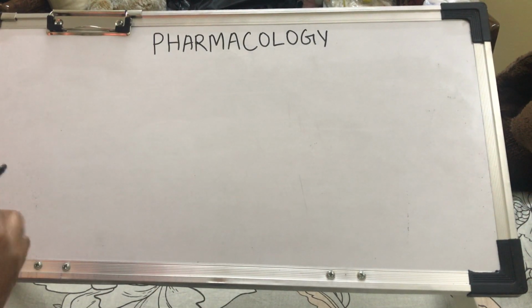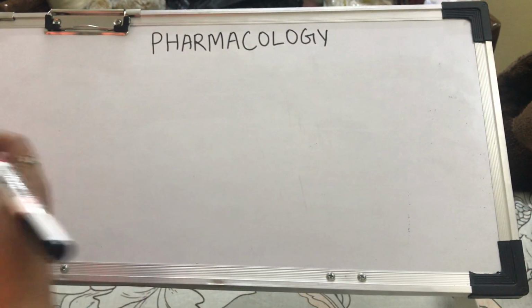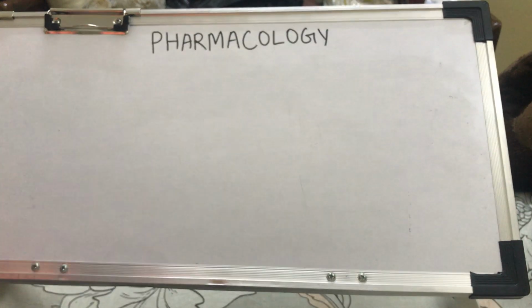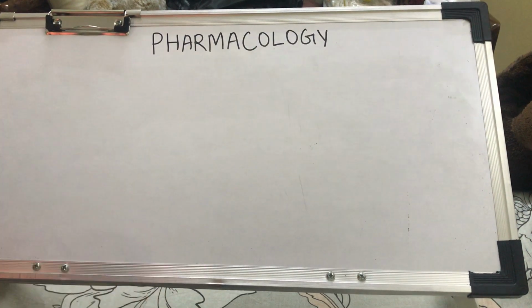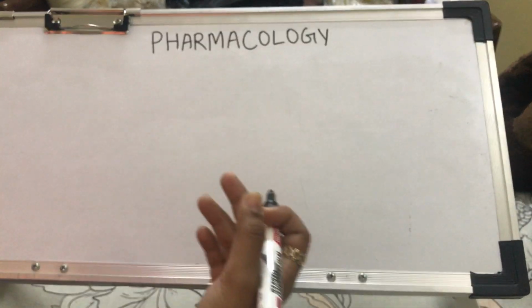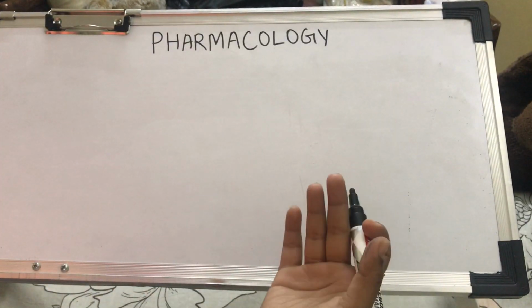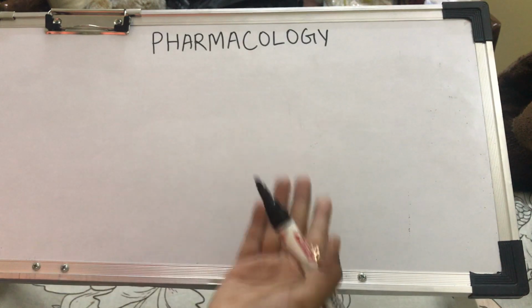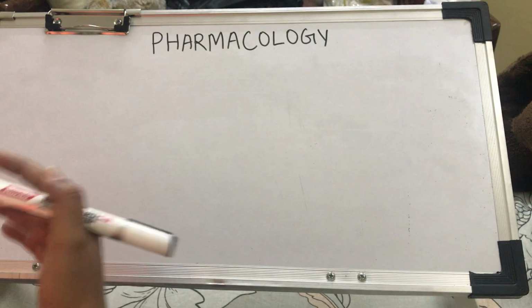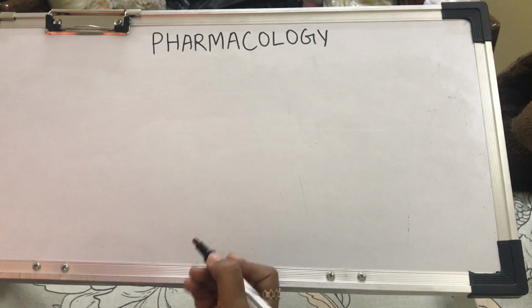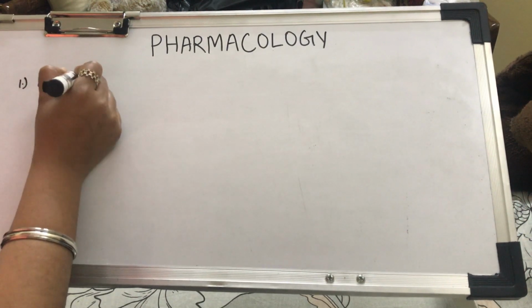The next important term which we are going to discuss is, whenever we are taking some drugs, they are going to have some effect on the body, which can be addictive, or we can become dependent on that drug, or we can develop tolerance against that drug. These are the common terms which are used in pharmacology. So what do these terms mean? First is addiction.